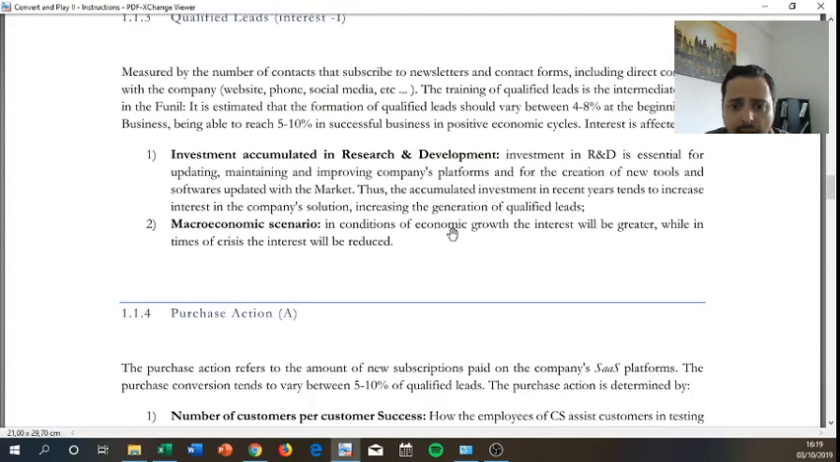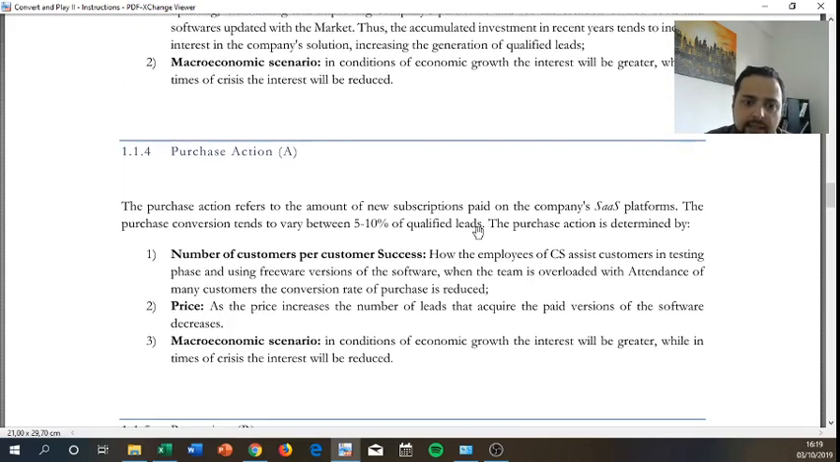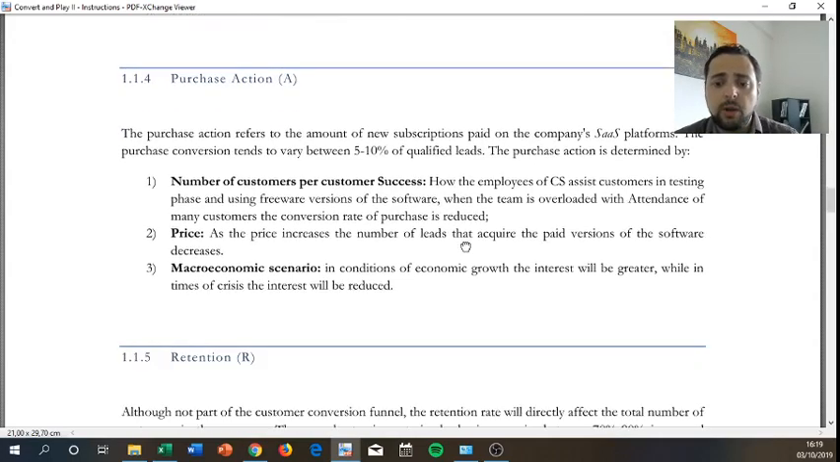Okay, and after becoming a qualified lead, what's the next stage? The next stage is to become a new subscription to your SaaS platform. So basically here, the qualified lead will start using your app. You believe that, using your marketing research background, the percentage conversion will vary between 5 to 10%. And what will determine the rate of conversion in this stage?